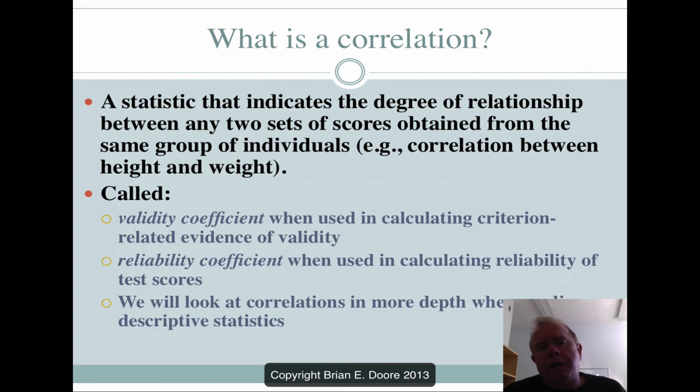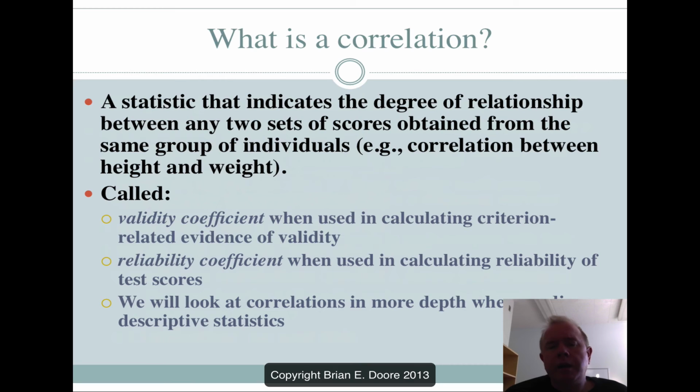One of the things that I've mentioned a couple of times here is this idea of correlation. And just as a quick review, correlation is simply a statistic that indicates the degree of relationship between any two sets of scores. So, for example, we could correlate height and weight. They're not perfectly correlated, but they are strong and positive. A validity coefficient is used when calculating the criterion-related evidence of validity. So, for example, SAT performance versus the first 2 years GPA in college.